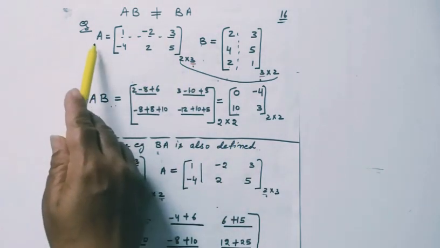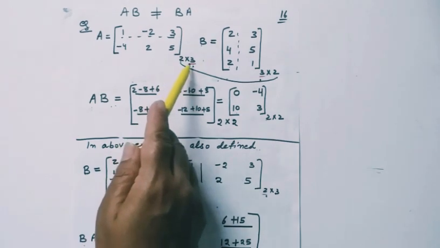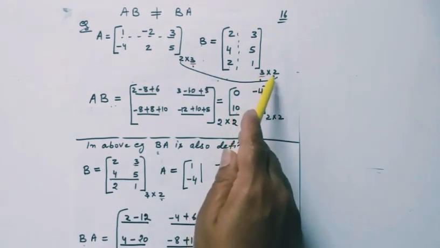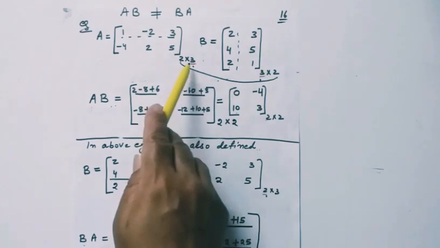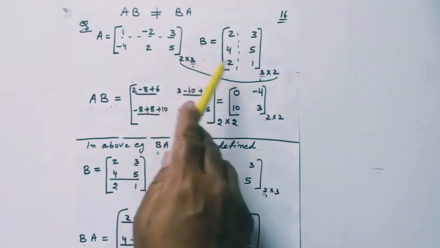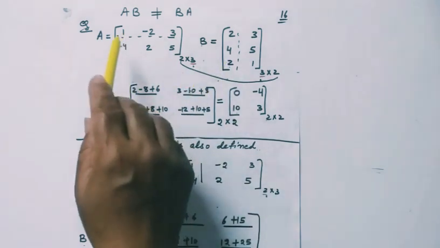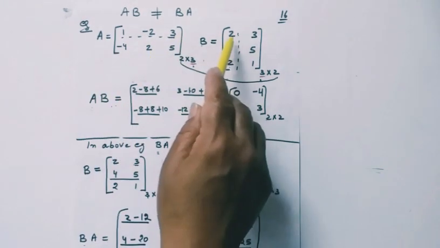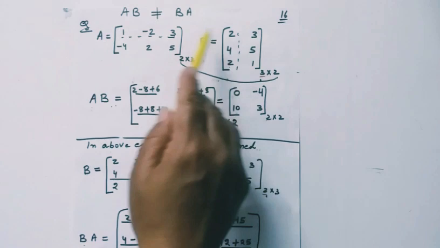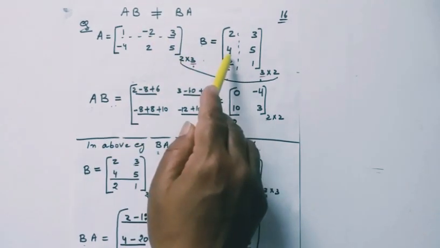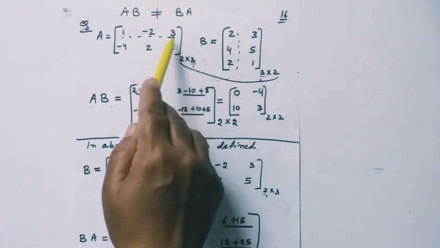So look at the matrix A, it has order 2 by 3, look at the matrix B, it has order 3 by 2. So AB is defined because number of columns of A is equal to number of rows of B. So let us multiply A and B. Here I multiply first row of A with first column of B. 1 into 2 plus 4 into minus 2, that is minus 8, plus 3 into 2, 6.